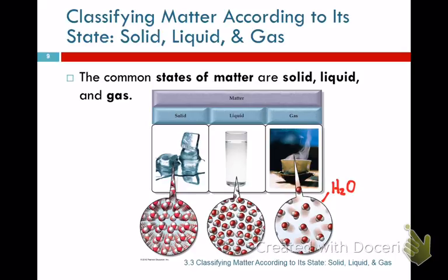In addition to identifying elements and compounds, okay, we also talk about things in terms of their state. And so I want to spend a little bit of time talking about states of matter. We have three physical states of matter. There are actually like five or six states of matter that they consider now. But the physical states of matter are what you see on this slide.